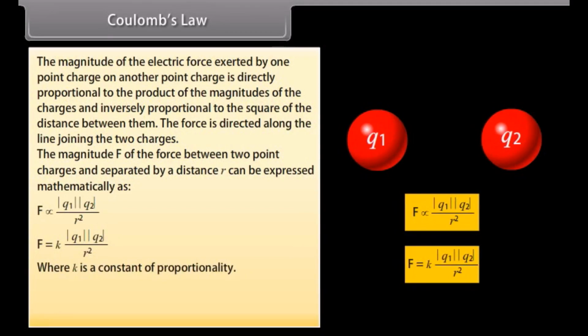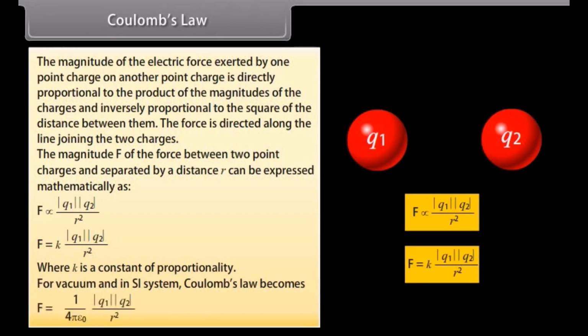Here, k is a constant of proportionality. For vacuum and in SI system, Coulomb's law becomes F = (1 / 4πε₀) × |Q1| |Q2| / r².